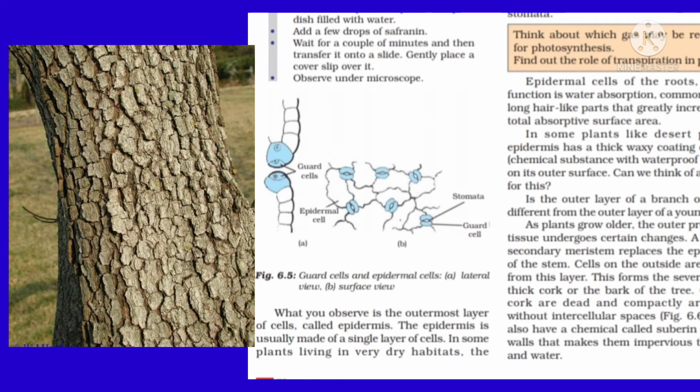But in desert plants, the thick waxy coating is made of cutin. That is another chemical substance, which gives a shiny appearance over the surface of desert plants like cactus.